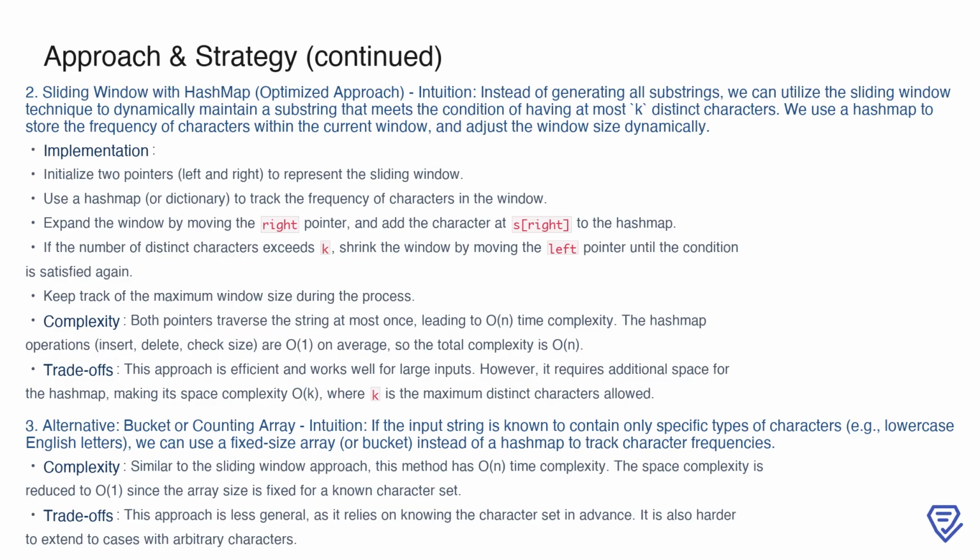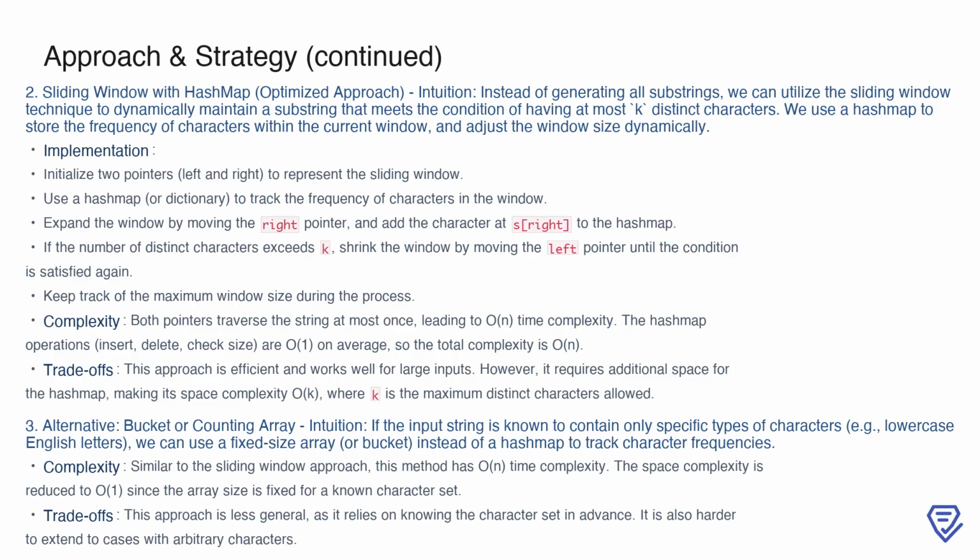Here's how it works: we use 2 pointers, left and right, to denote the boundaries of the window. As we expand the window by moving the right pointer, we add the character at the current position to a hash map, which tracks the frequency of characters in the window. If the number of distinct characters in the hash map exceeds k, we shrink the window by moving the left pointer until the condition is met again. Throughout this process, we keep track of the maximum window size that satisfies the condition.